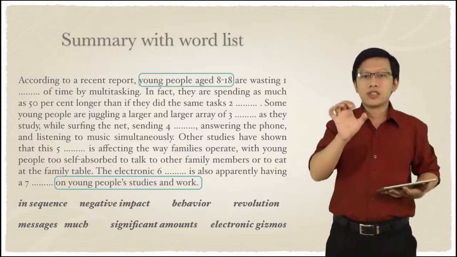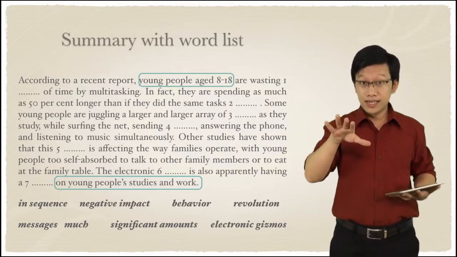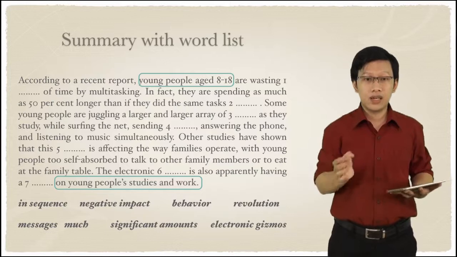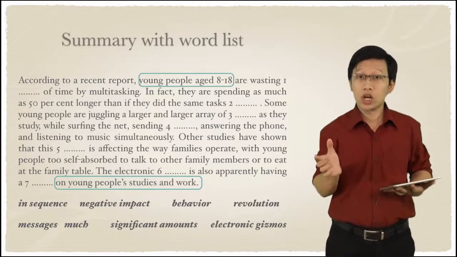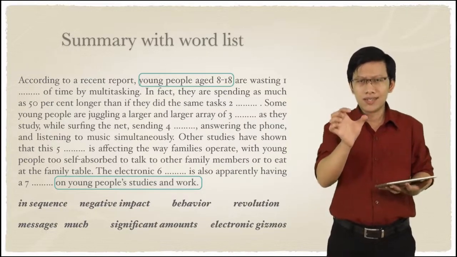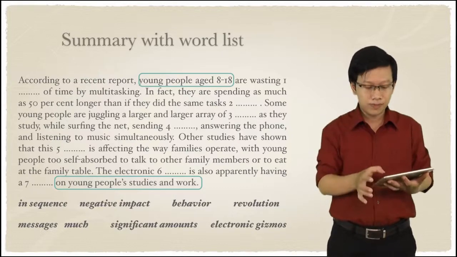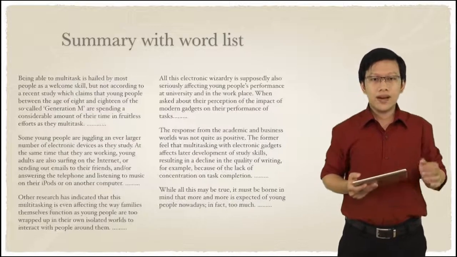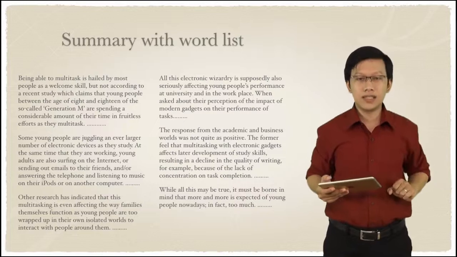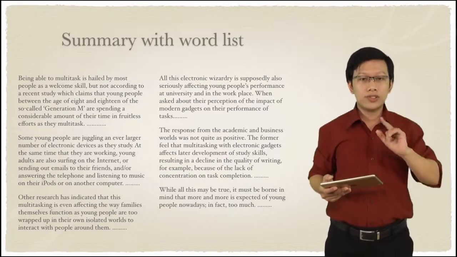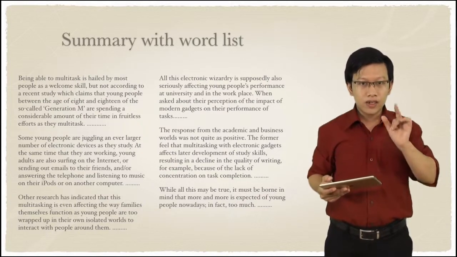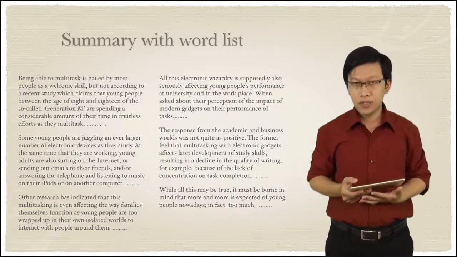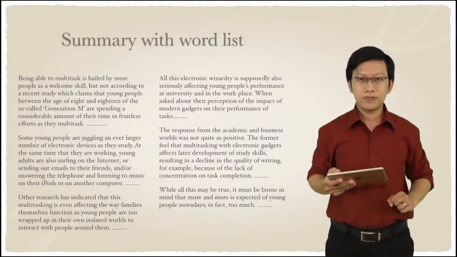So the summary starts with young people aged 8 to 18, and then it ends with on young people studies and work. So these are the key terms that will help you find the information. Right now, this is the whole passage that you have. I want you to take a look and find which paragraphs will contain the information of the summary. Here we go.